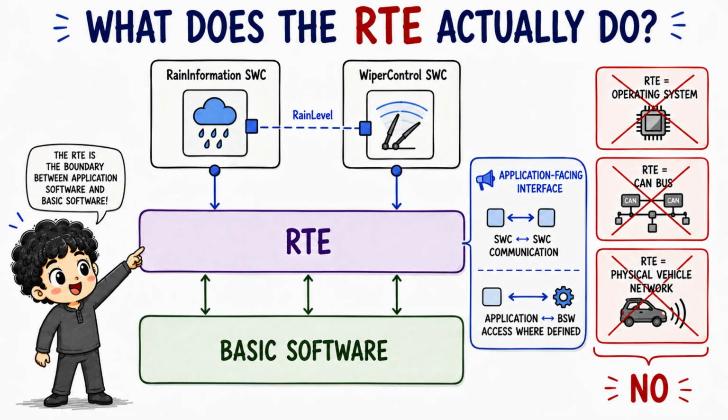This is why the RTE is sometimes described as middleware, but be careful with that word. The RTE is not the operating system. It is not the CAN bus. It is not another physical ECU network. It is the application-facing software abstraction between application software and the underlying AUTOSAR infrastructure.